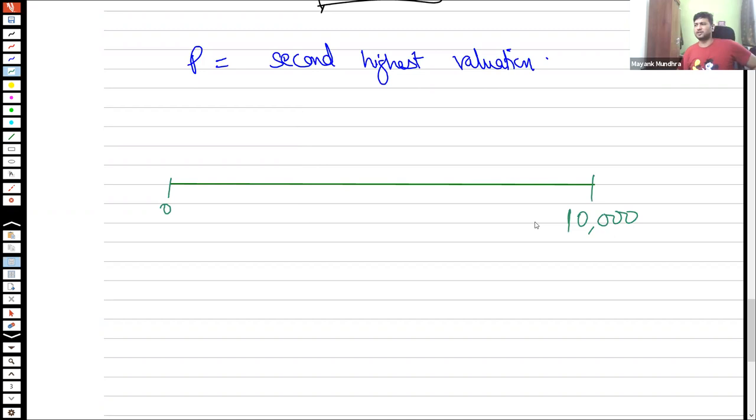Okay, so this auctioneer is unaware of what the valuations of the people would be. So what he does is, he starts from 10,000. He says, 10,000 mein koi lena chahta hai kya? Nobody agrees. Then he reduces it to, let's say, 9,999. Then reduces it further and so on it goes. Suppose the valuations are V1, V2, V3.